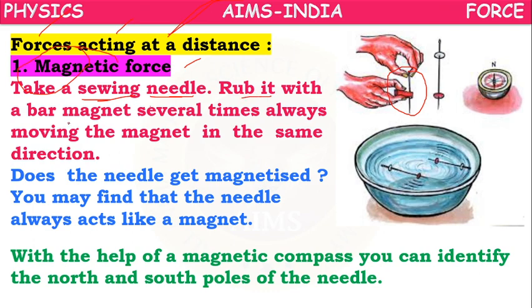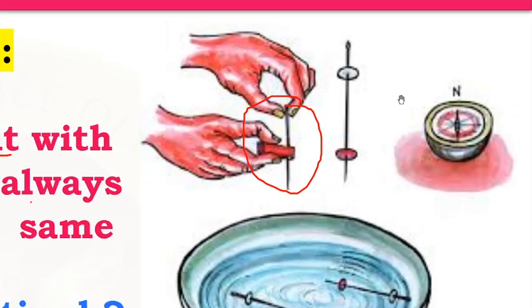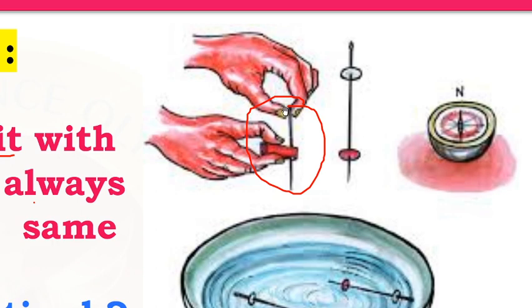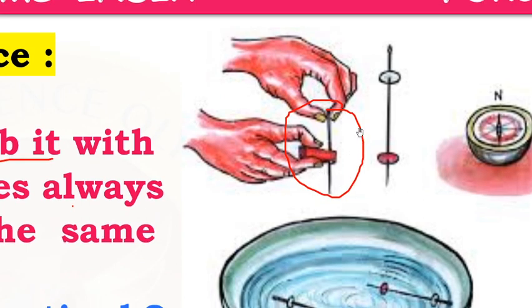Rub it with a bar magnet several times, always moving the magnet in the same direction. Means from top to bottom, top to bottom, top to bottom. You start from the top, come to the bottom, then go back and again top to bottom, in a similar direction. If you rub the sewing needle with the bar magnet so many times, what happens? It will become a magnet.